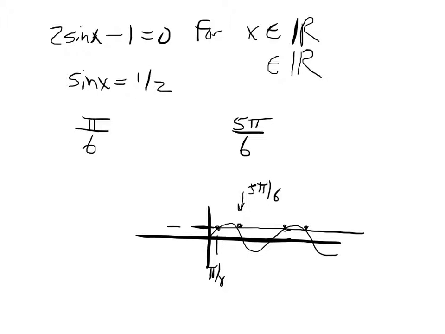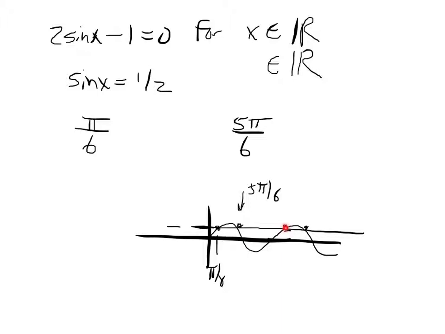Well, how many radians do I have to go to get from here to here? That would be 1 period. How many from here to here? That would be 1 period. So I know that the next solution, for example, for the pi over 6, would be pi over 6 plus 2 pi.